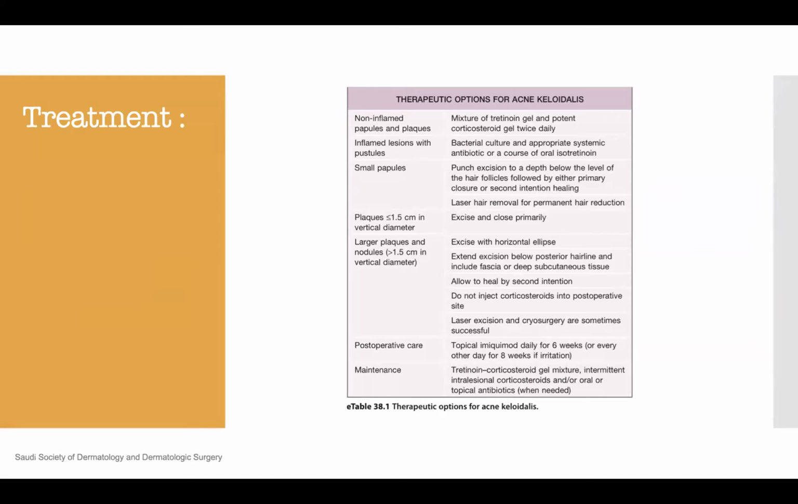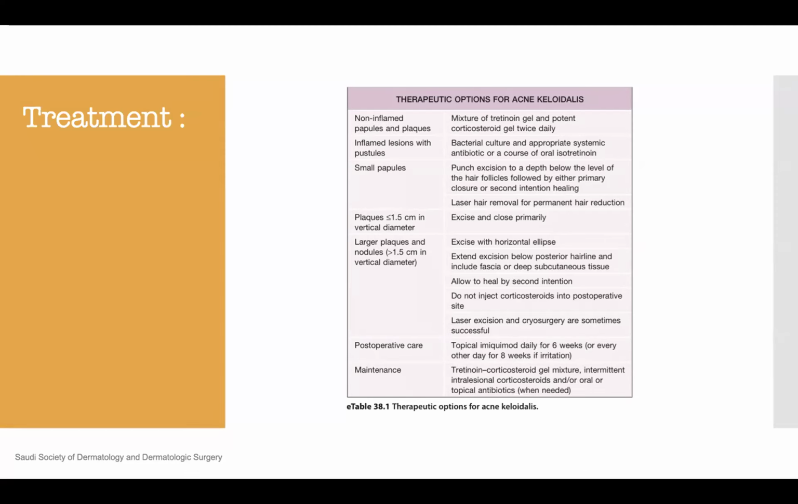If the plaque is less than 1.5 centimeters, excision with primary closure should be done. If the plaque is more than 1.5 centimeters, excision with a horizontal ellipse should be done, extending into the deep subcutaneous tissue and allowing it to heal by secondary intention. But don't forget, don't inject any corticosteroid into the post-op site. For post-operative care, some researchers suggest use of imiquimod for 6 weeks. As maintenance therapy, topical tretinoin with intralesional steroid or oral antibiotic when needed can be used.